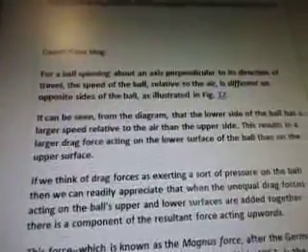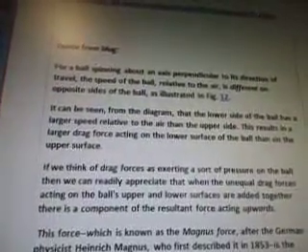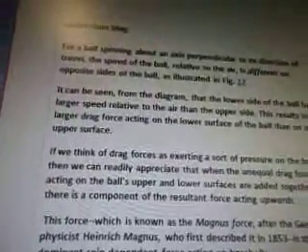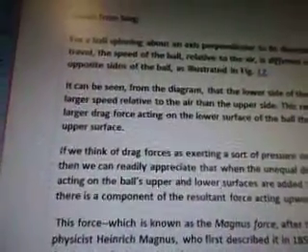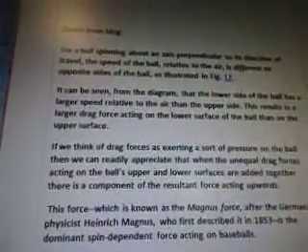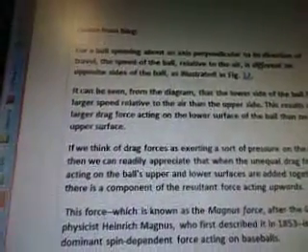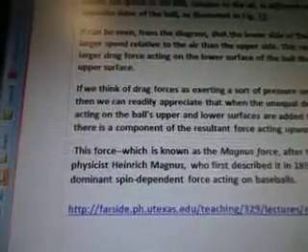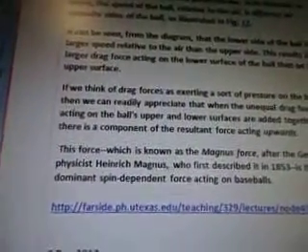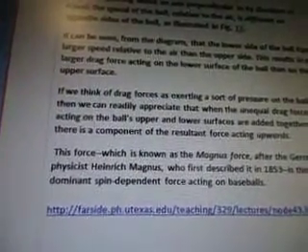For a ball spinning about an axis perpendicular to its direction of travel, the speed of the ball relative to the air is different on opposite sides of the ball, as illustrated in figure 12. It can be seen from the diagram that the lower side of the ball has a larger speed relative to the air than the upper side. This results in a larger drag force acting on the lower surface of the ball than on the upper surface.